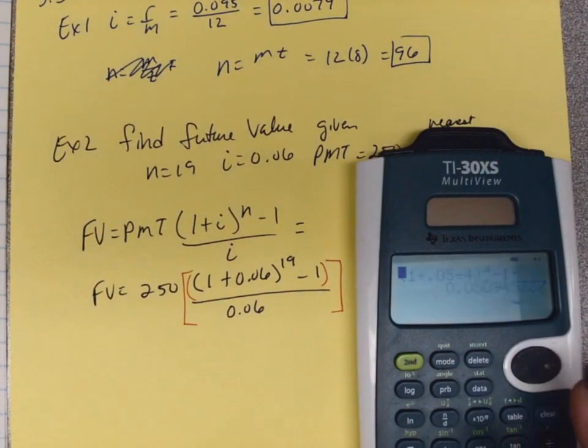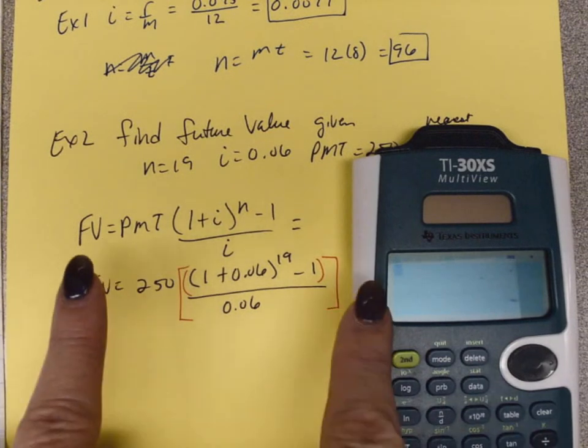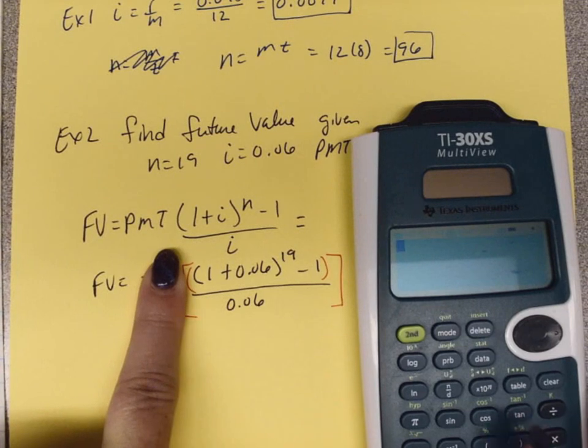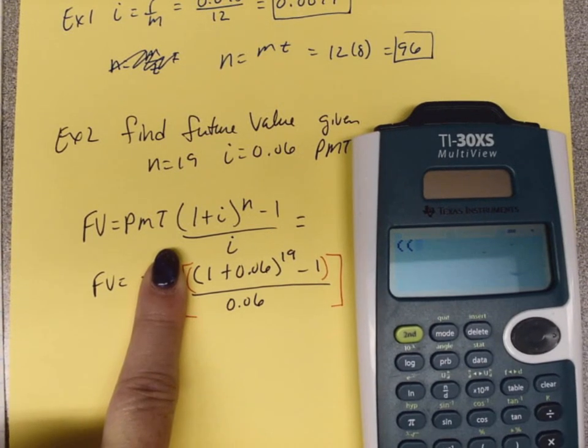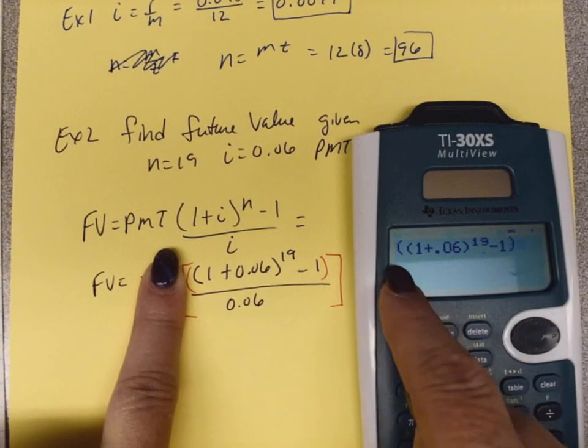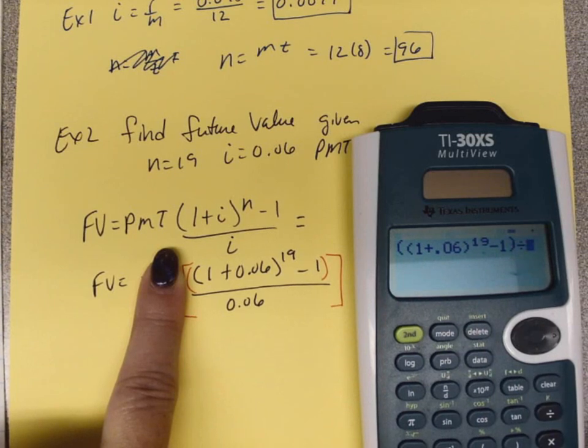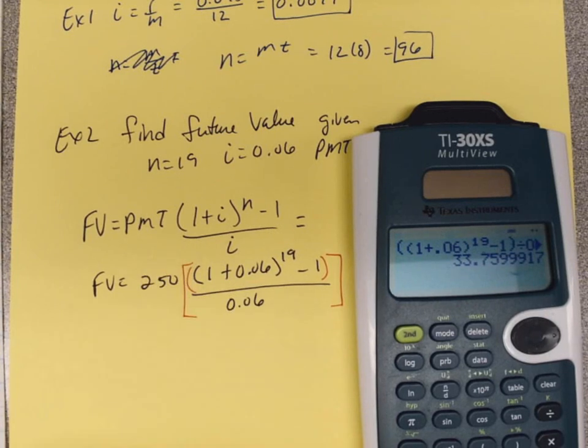All right, so I'm going to show you how to put this in. So first thing, we don't need to do the brackets. We're just going to do the top and the bottom. So I have 2 parentheses. 1 plus 0.06, close the parenthesis, whoops, got to erase it, to the 19, then back it back down, minus 1, close that first top parenthesis. So that's all of my top. Now I'm going to divide by 0.06 and hit enter.